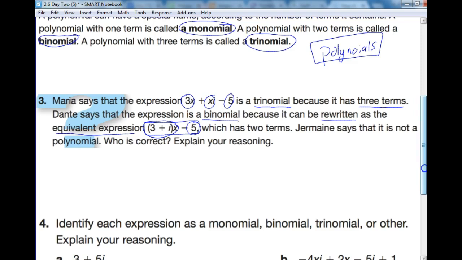Then we got Jermaine. Jermaine says you're both wrong. It's not a polynomial at all, and I believe he's saying that because it's an imaginary number.